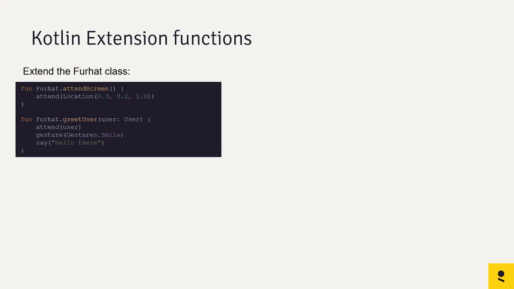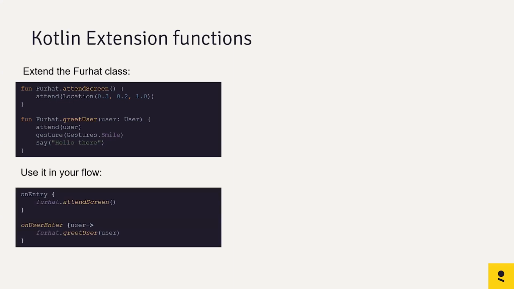Extension functions that I mentioned, a nice feature. So we can define more complex things using simpler things. We might define a function called attend screen, which is attending a specific location, or a function saying Furhat.greet user, which will make the Furhat attend to the user, smile to the user, and say hello there. And then in your flow, you can just do the kind of thing that you see on the bottom left. So you can say, for example, on user enter, we do Furhat greet user, and it will do all those things. So these extension functions are very powerful.